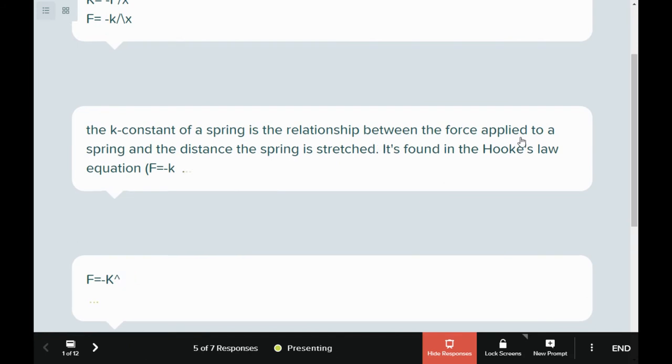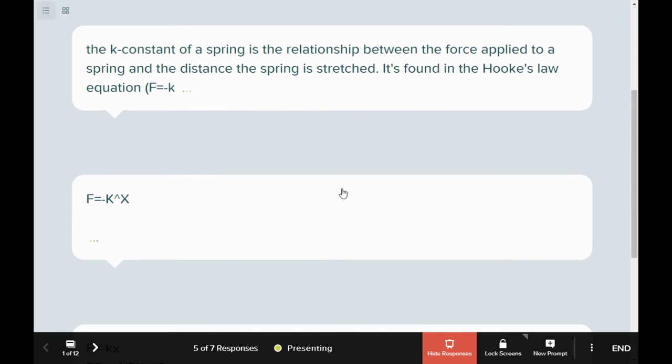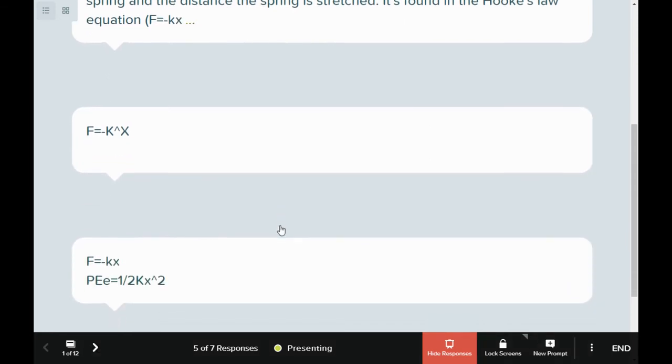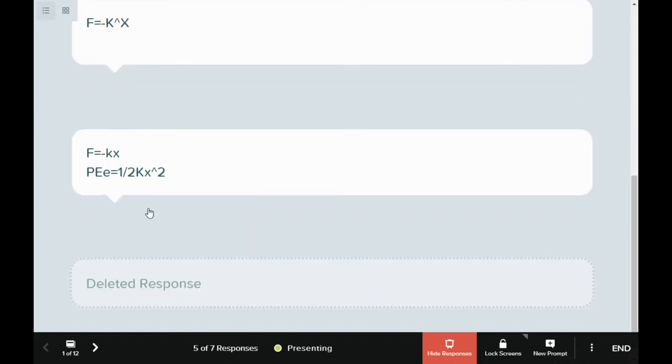The relationship between force and stretch. Here are the two equations. The top one is Hooke's law: the force you apply to that spring is proportional to how much it stretches, and that is based on the K constant, which is how stretchy the spring is, basically.